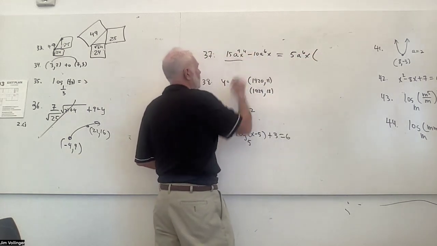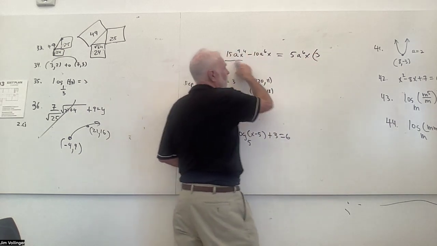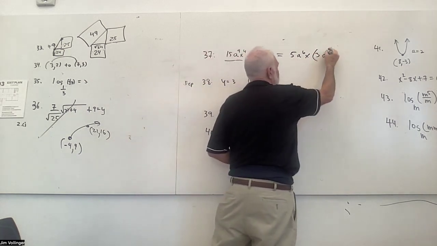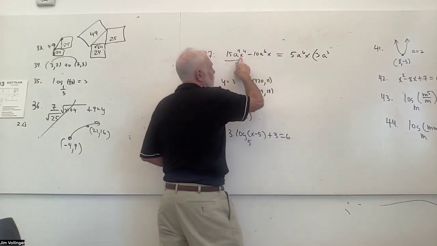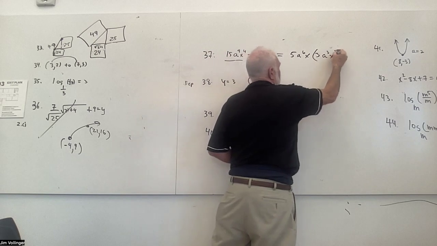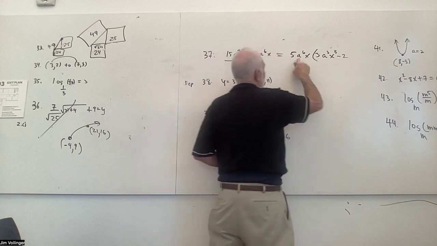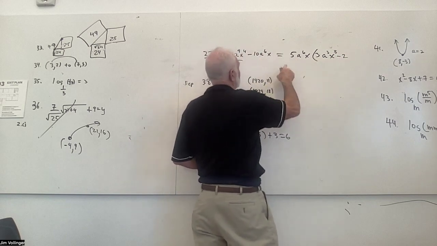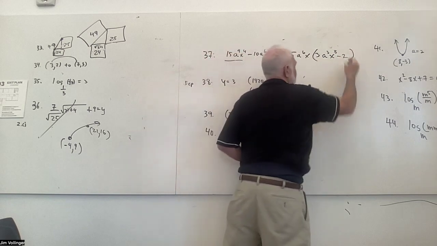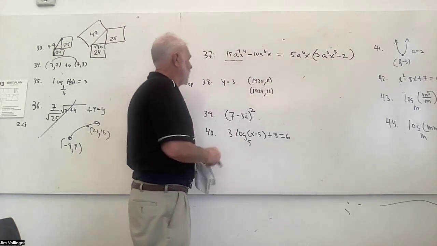Now I gotta get back to the first term. I need a 3 to get 15. I need 8 to the 9. I got 8 to the 6th. I need 3 more. I need x to the 4. I have 1x. So I guess I need 3 more. Then I got to get back to -10. 5 times -2 makes that. I need 8 to the 6th. I already have it. I need x. I already have it. I'm done. That's that factor.